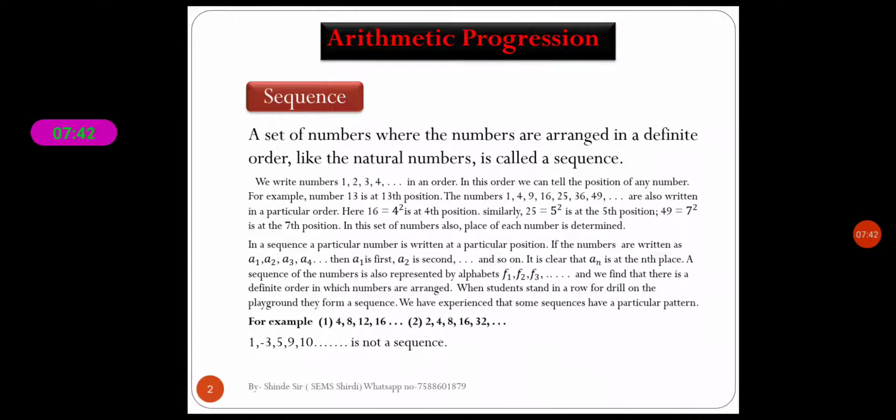See in this set of numbers here: 1, -3, 5, 9, 10. There is no particular pattern. That's why the given set of numbers, or group of numbers, is not a sequence. Okay, understood? Now we see the next topic.